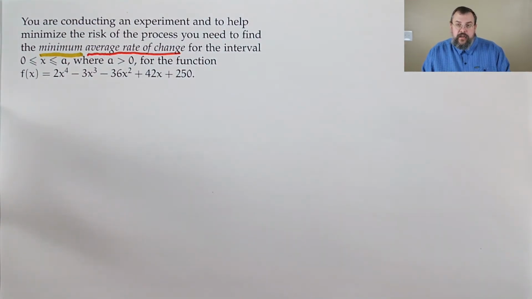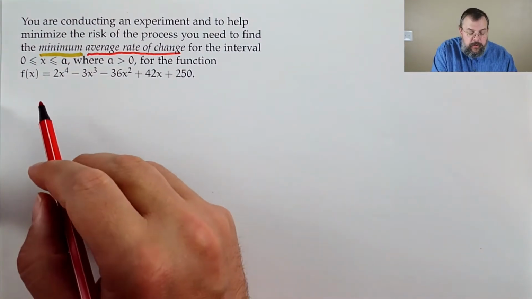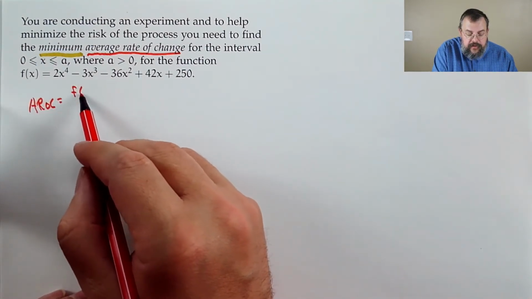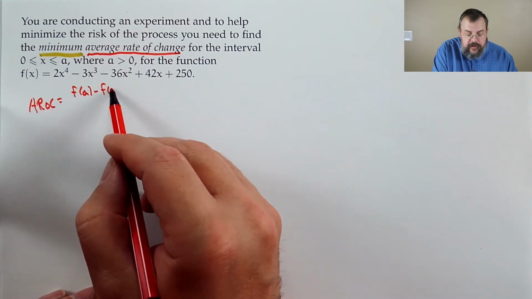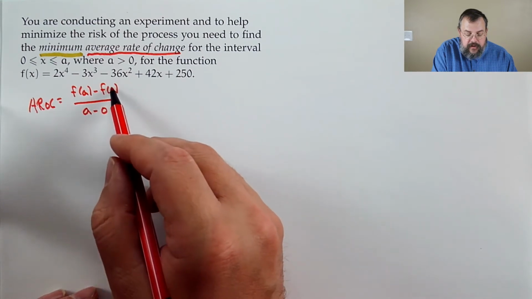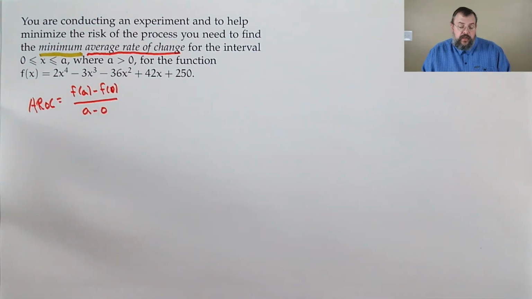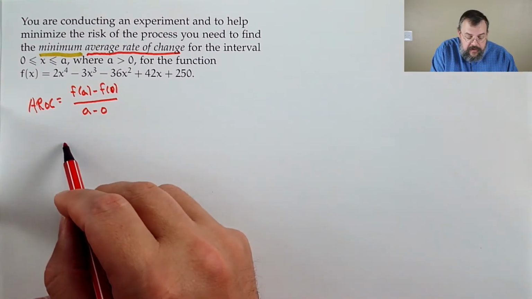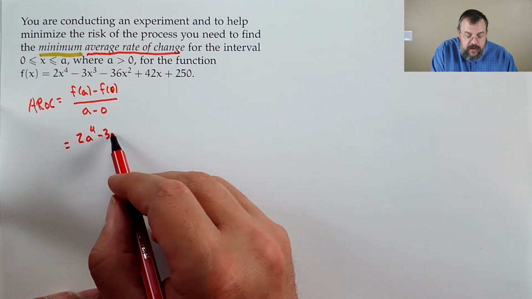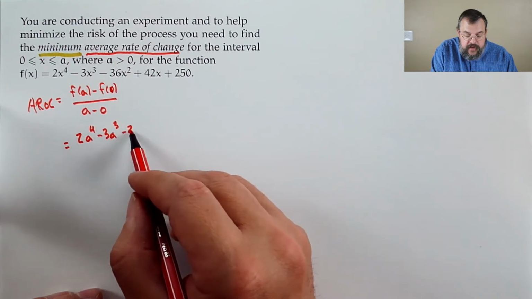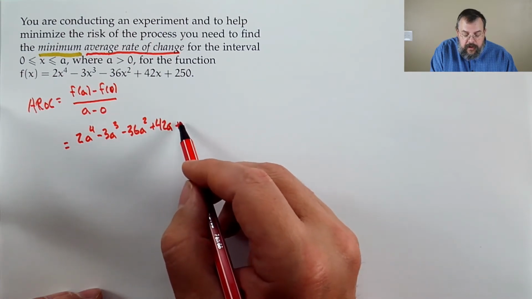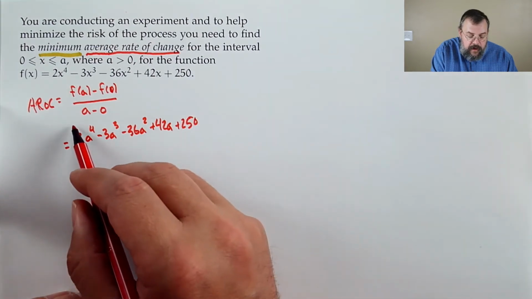So the average rate of change over an interval would be what? It's how much our output changes. So it'd be f of a subtract f of 0, and then divided by how much the input changed, a minus 0. Okay, so that's our average rate of change. So we're going to plug in f of a, that's 2a to the fourth, minus 3a cubed, minus 36a squared, plus 42a, plus 250. Okay, that's what happens at a.